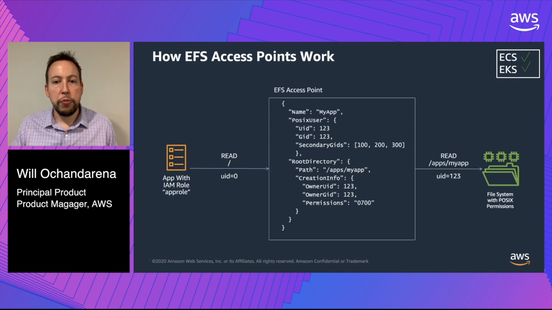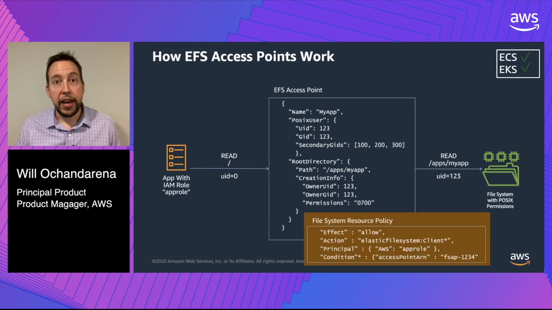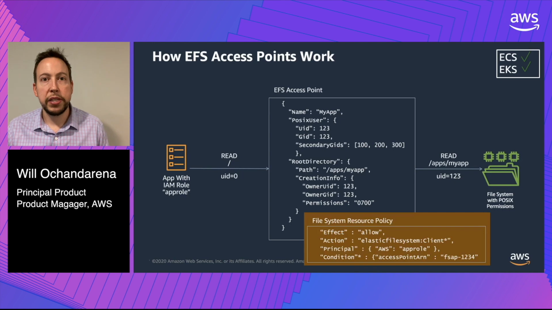Now, the next thing you may be wondering is, how do I make sure that a particular application is going to use a particular access point? You can use IAM for that. So now we're putting both of these concepts together. Here, and this isn't a literal policy, look at the documentation before you write your policy. But the gist of it is, you configure your file system policy to say this particular role is allowed to mount this file system, but only if it uses this particular access point. So that prevents this application from using someone else's access point or mounting the file system directly.